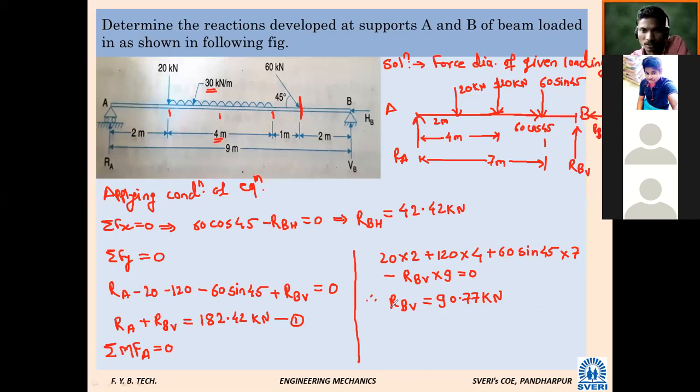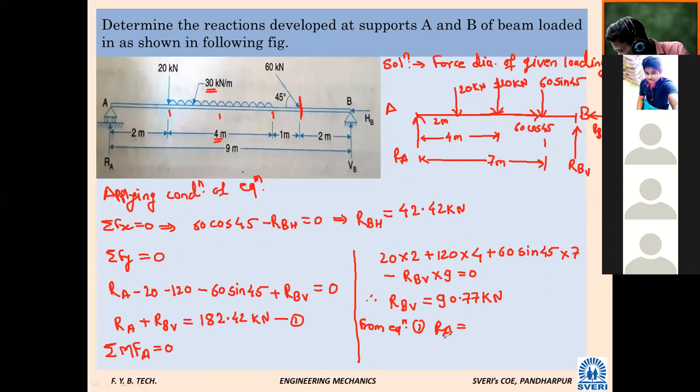Before that, if we want to find the total resultant at point B, you will see RA value we have calculated or not? No, sir. From this we have to calculate RA, then from equation number 1, RA is equal to 91.65 kilonewton. 91.65 kilonewton is the correct answer.